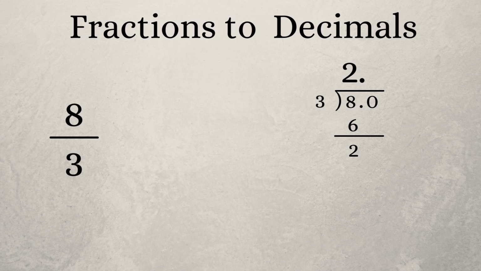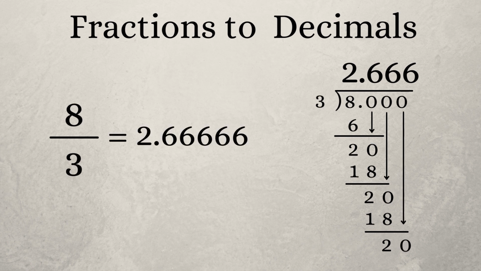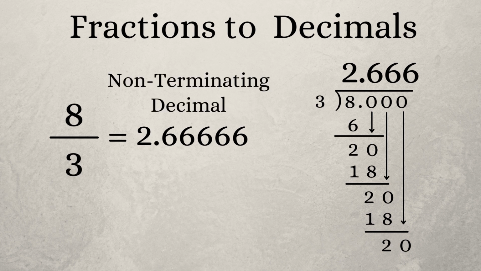Then bring down the 0 from the dividend to get 20. 3 times 6 is 18, which gives us a remainder of 2. Bring down a 0 again to get 20. So 3 times 6 again is 18, which gives us a remainder of 2 again. Now you can see that the pattern is going to continue. So 8 divided by 3 is going to be 2.6666 and so on. This kind of a decimal is called as non-terminating decimal.